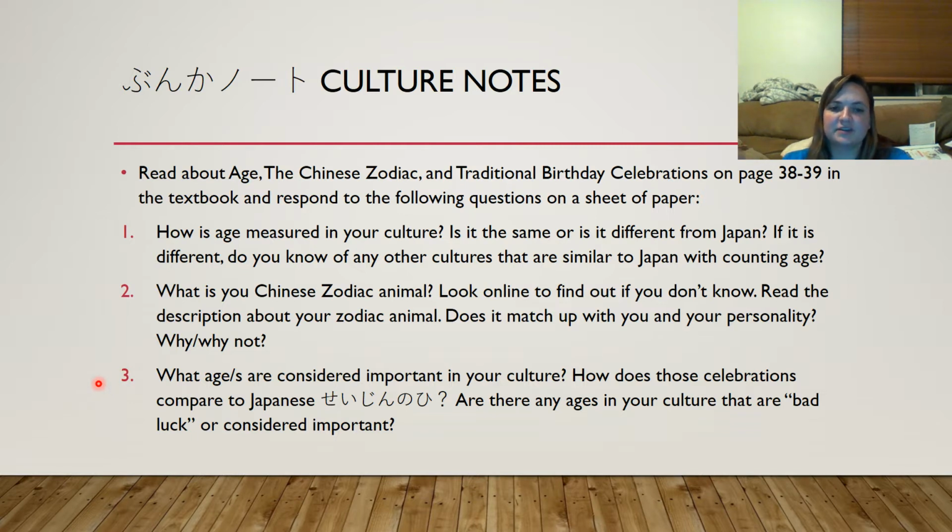What age or ages are considered important in your culture, whether that's American culture or another culture that you feel connected to? And how do those celebrations compare to the Japanese Seijin no Hi, or Seijin Shiki, the coming of age? Do the celebrations sound similar? Are they different? Here's the thought if you want to write about.